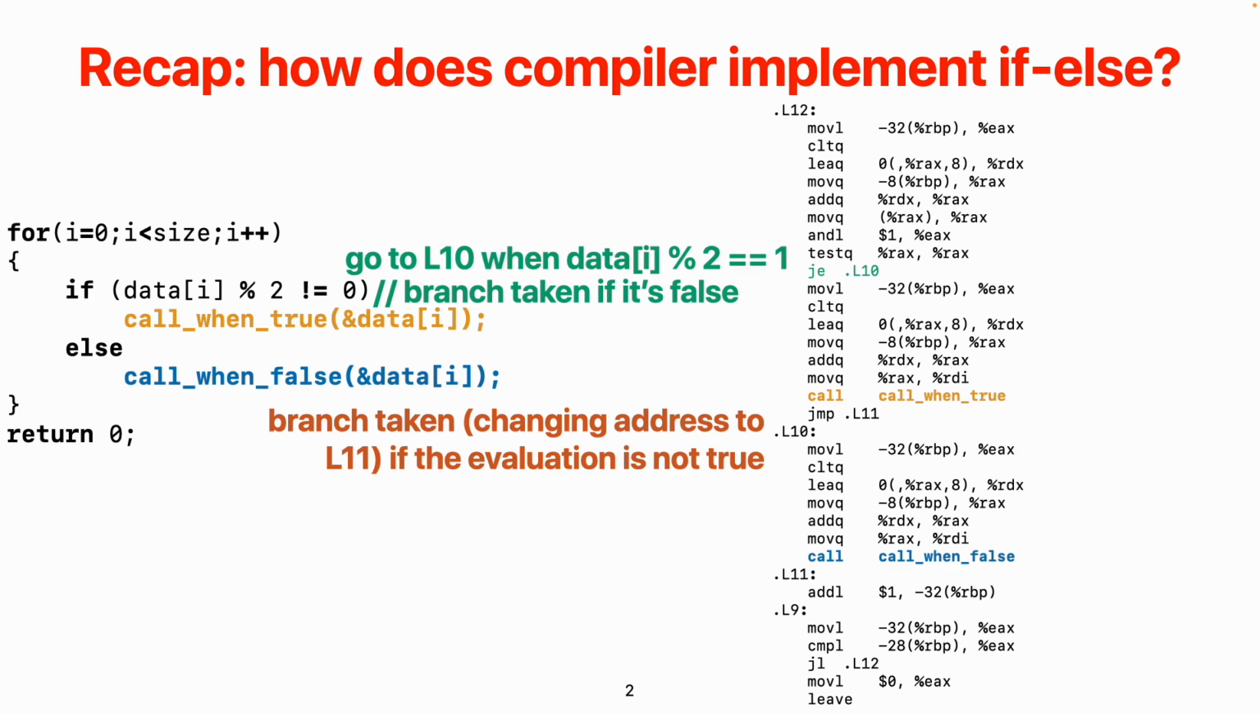So for example, in the code example that we showed last time, although it seems like when data I mod 2 not equal to 0, it's a true statement, however, that true statement actually means the case where the branch is not taken.